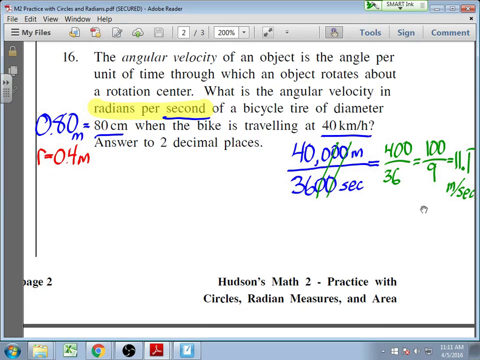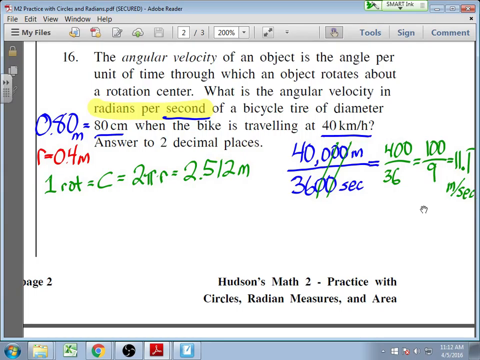So one rotation is going to equal my circumference, which is 2 pi times my radius, which when I do that, 0.4 times 2 pi, is one full rotation of your wheel. So I'm not dealing with radians right now. I'm just kind of collecting data. I'm figuring out what I know. So now one rotation would be 2.512 meters. How many radians is one rotation?